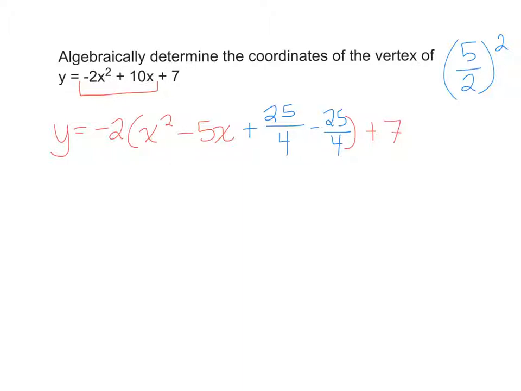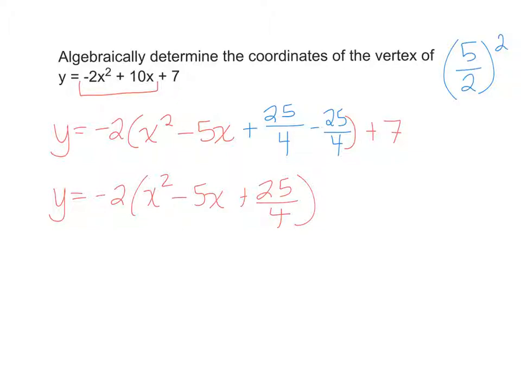So remember where that fraction came from. Take 5, divide it by 2, and square it, which just means square the top number, square the bottom number. 5 squared over 2 squared is 25 over 4. Now we'll take out that extra term. There's the perfect square trinomial, x squared minus 5x plus 25 over 4. We'll take out the negative 25 over 4.